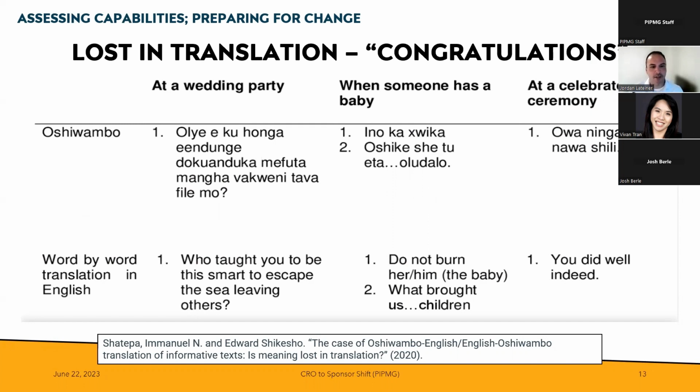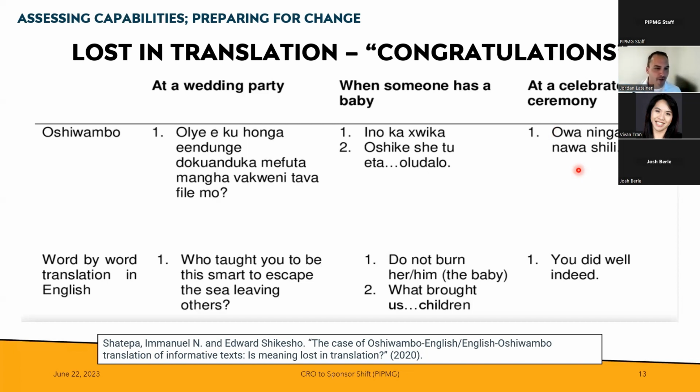So this is a fun little example of how this shift from a CRO to a sponsor can ultimately result in some really funny discussions. This is just a little anecdotal piece. We have an example here of a word in the Oshiwambo language, which is used in Namibia by the Ovambo people. I was looking up some linguistic research articles and came across the word congratulations, which we all recognize, used in different contexts: at a wedding party, when someone has a baby, and at a celebratory ceremony. Directly translated, they can have very different meanings.